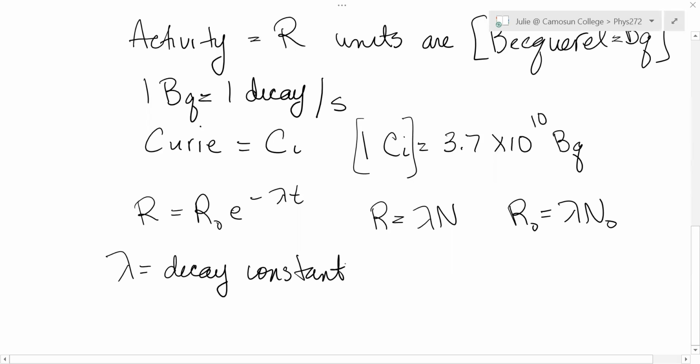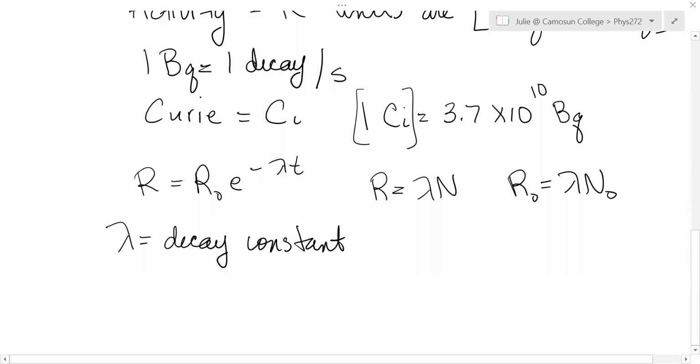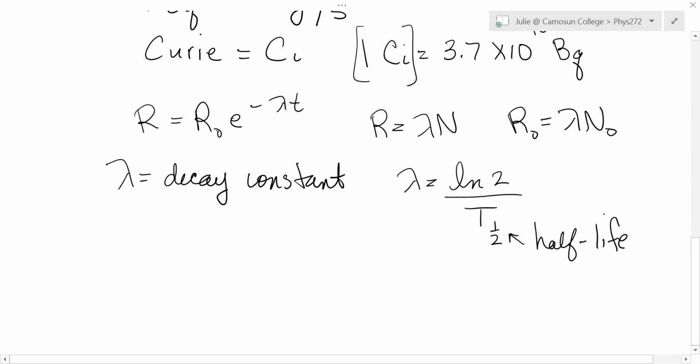And usually they want that in seconds to the minus 1, but it could be in days to the minus 1 or years to the minus 1. And that decay constant is then related to the half-life. So the decay constant is ln 2 over T 1/2, where this is the half-life. That's the time it takes for 50% of the nuclei to decay. Okay, so that's how those things are related to each other. And don't forget also, of course, that N is N0 e to the minus lambda t.